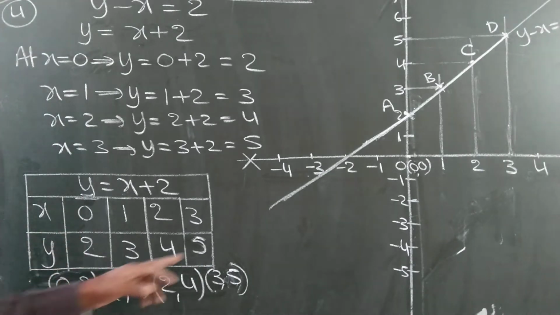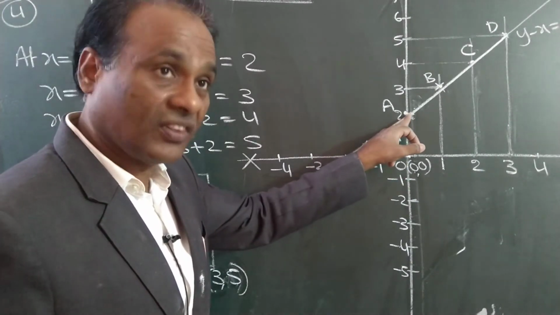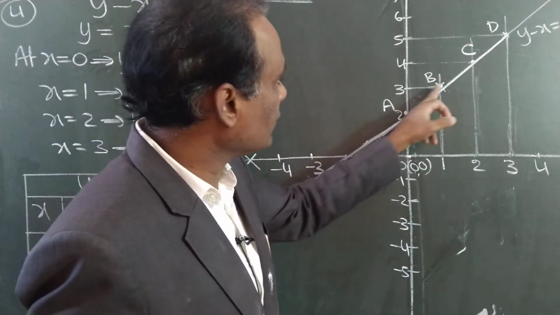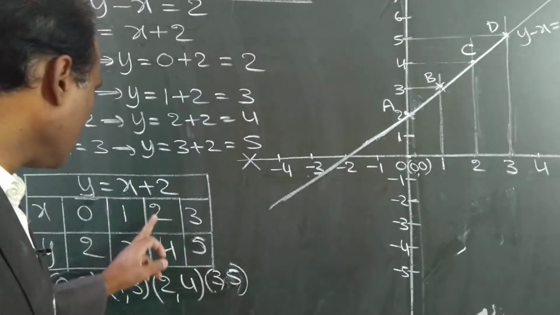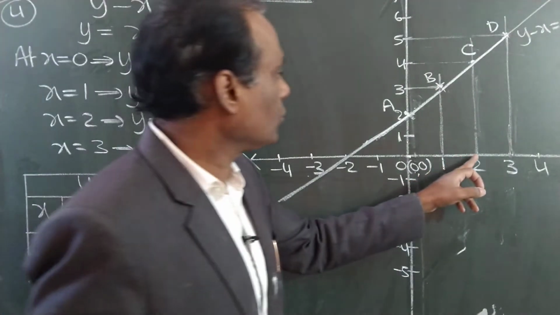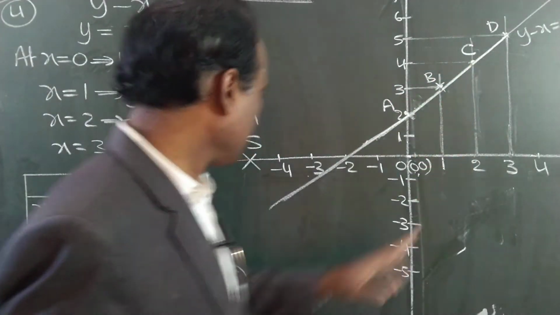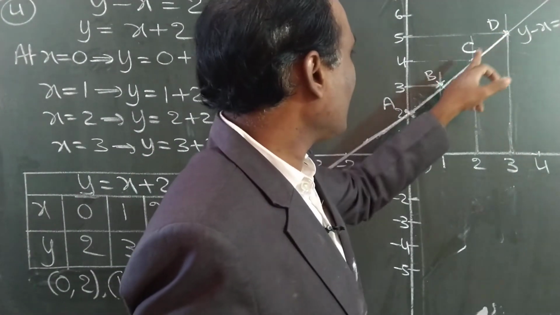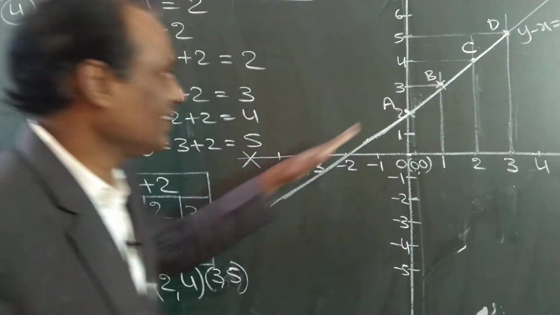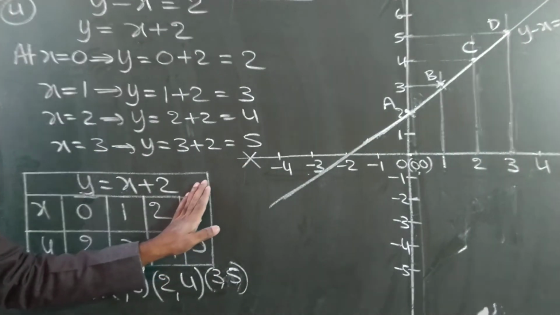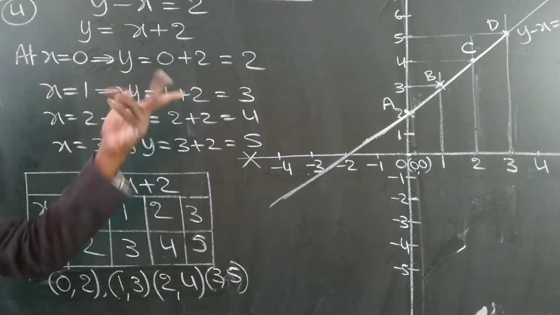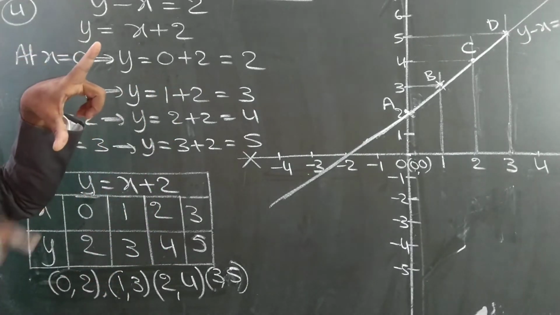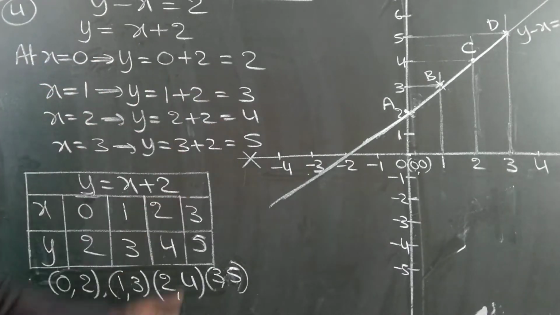Now x 0, y 2. This is the point. x 1, y 3. This is the point. x 2, y 4. This is the point. x 3, y 5. These are the 4 points. Just join them. I told you 3 points are also okay. 2 points also we can draw the line. Even if you take only 2 points, if you carefully join them with the scale, we will get the same line.